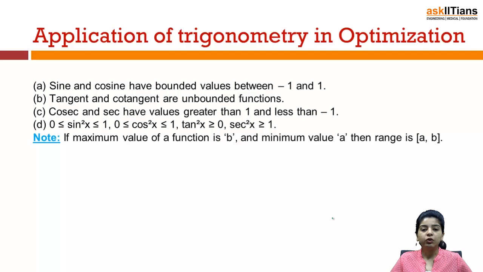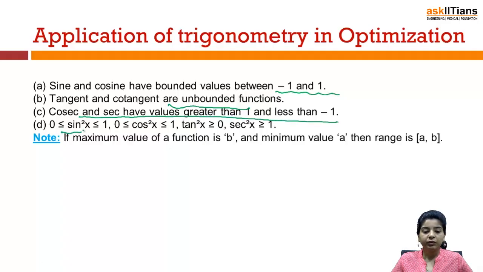Next we have the application of trigonometry in optimization. Sine and cosine have bounded values between -1 and 1, this all of you must be knowing. Tangent and cotangent are unbounded functions. Cosec and sec have values greater than 1 and less than -1.